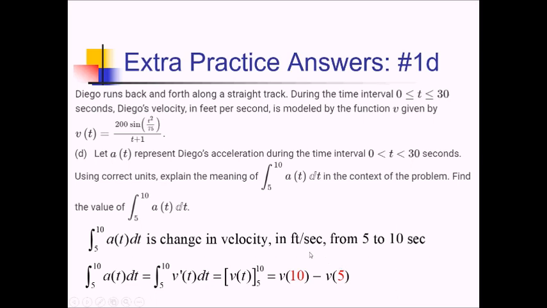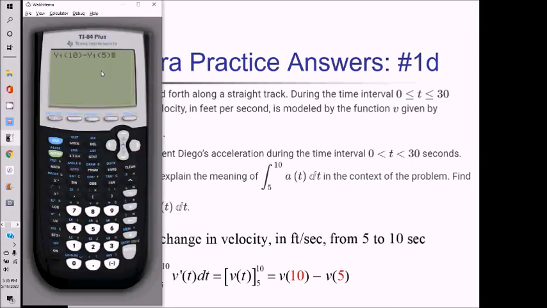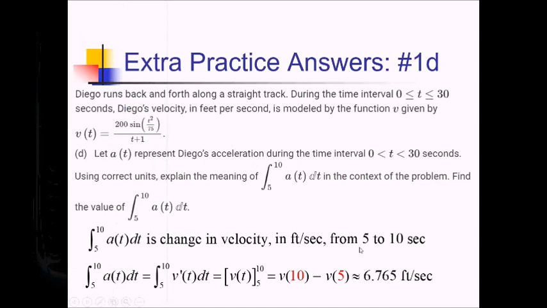And I can totally do that on the calculator. So here's what that looks like on the calculator. I just did alpha trace and pulled up y1 where I stored my v function, getting a lot of mileage out of that. And then press enter. That's going to be 6.765. And again, that's feet per second for those units.